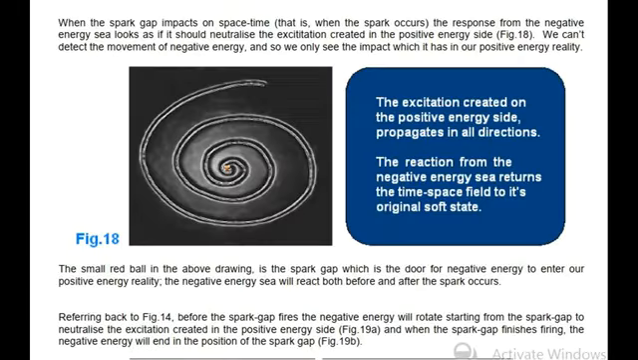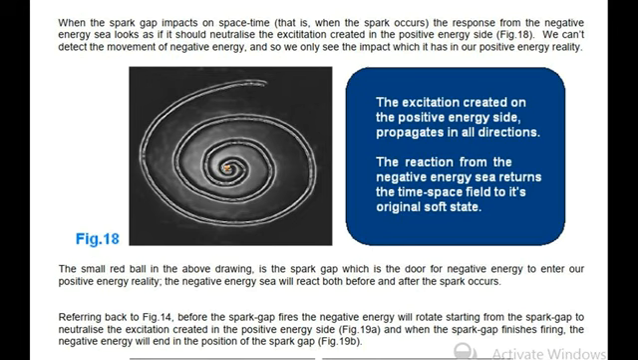When the spark gap impacts on space-time, that is, when the spark occurs, the response from the negative energy C looks as if it should neutralize the excitation created in the positive energy side, Fig 18. We can't detect the movement of negative energy, and so we only see the impact which it has in our positive energy reality. The excitation created on the positive energy side propagates in all directions. The reaction from the negative C energy returns the time-space field to its original soft state. The small red ball in the above drawing is the spark gap, which is the door for negative energy to enter our positive energy reality.